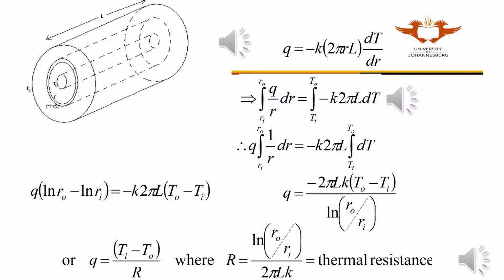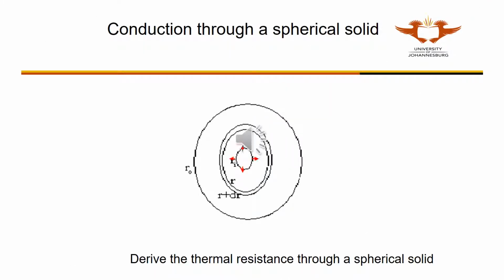This slide has shown you how to determine the thermal resistance of a cylindrical solid. T_i minus T_o represents the driving force for heat transfer. Your homework today is to derive the thermal resistance through a spherical solid.